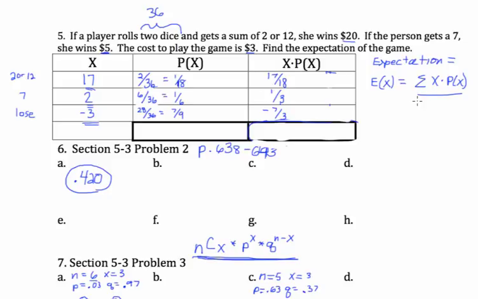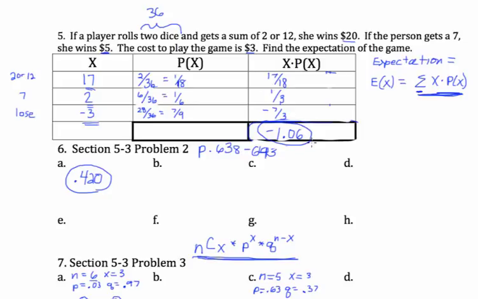Then to find expectation, or the expected value, you just sum the xpx column. There's the xpx column, so we just sum these. Remember that you're adding in a negative here. We get negative 1.06. I used the toggle button to make it into a decimal, because I want money, the amount of money.